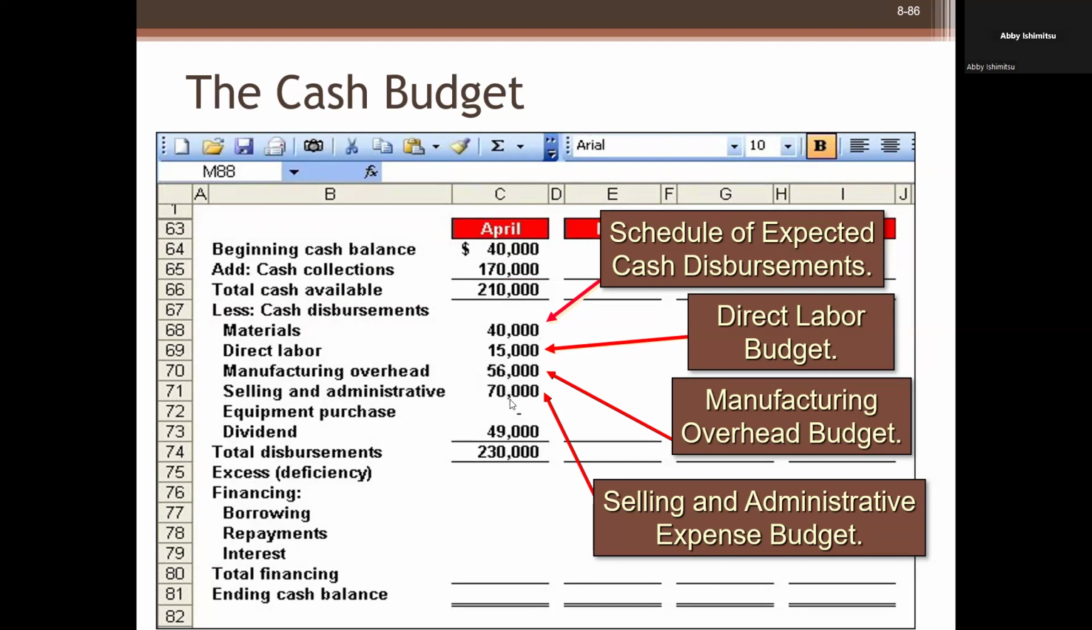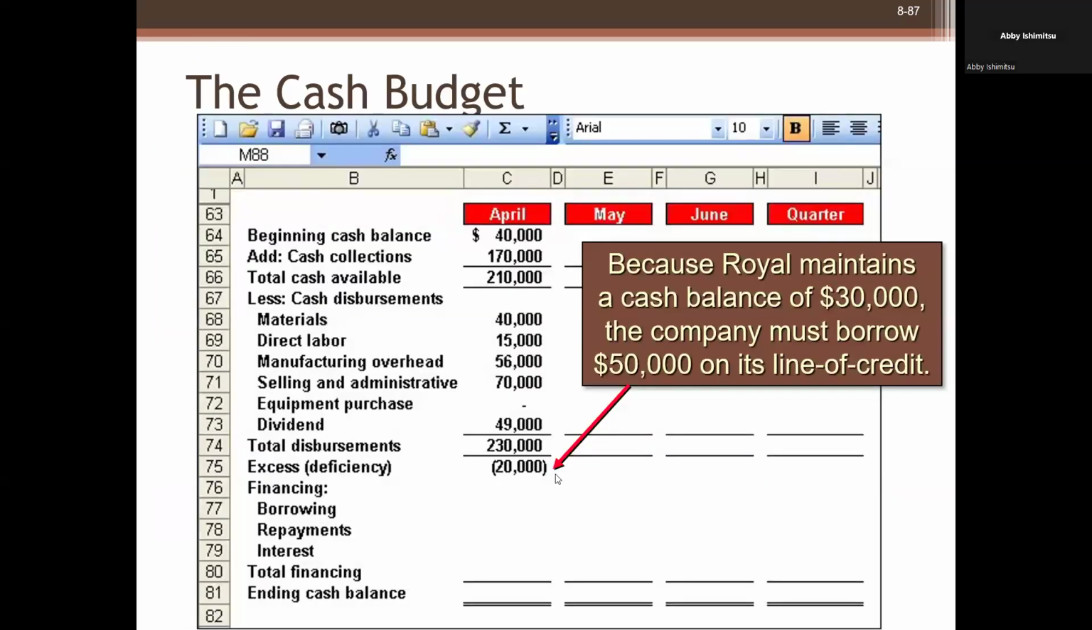And all of these are just the cash outflows. We're just in cash land now. We are not doing expenses. We're doing expenses minus the non-cash expenses, okay? And then here's that dividend, and that was additional information for this budget. So we're saying this is what we're spending, $230,000. But oh, look, we're only expecting to collect $210,000. So we have a shortfall of $20,000.